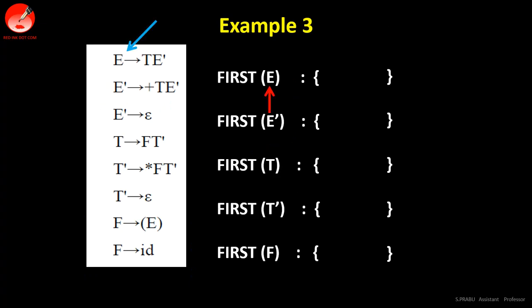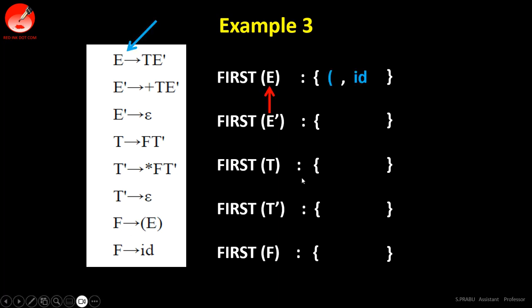For finding the FIRST of E, the first element is capital T. Capital T is a non-terminal, so I try to find the FIRST of T. The first element of T is F. F is also a non-terminal, so I try to find the FIRST of F. FIRST of F is open bracket and ID. So I can write the open bracket and ID as the FIRST of E.